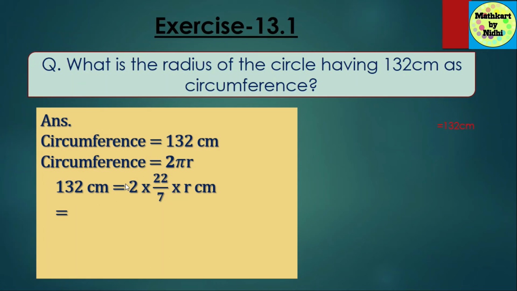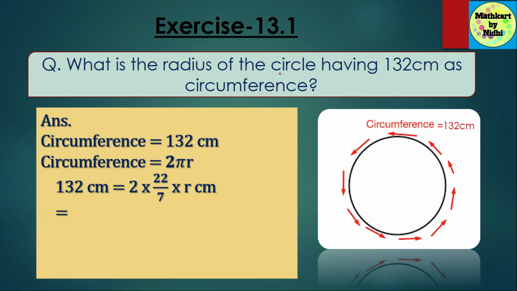Next question. What is the radius of the circle having 132 centimeter as the circumference? This is just the opposite question. Till now we have been given the radius and the diameter. Now they have given us the circumference, and they are asking the radius of the circle. So I have written circumference is already given, that is 132 centimeter. Circumference formula is 2 pi r.